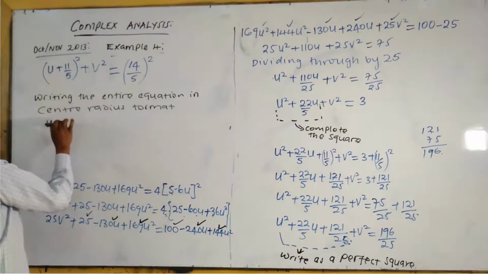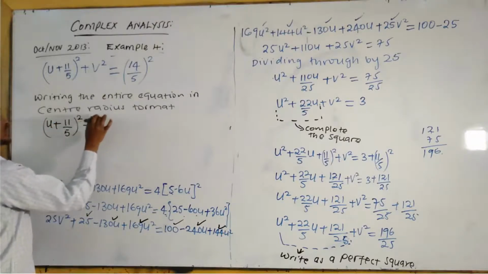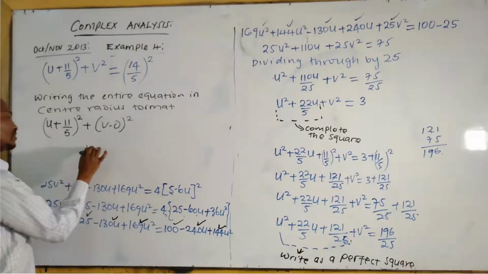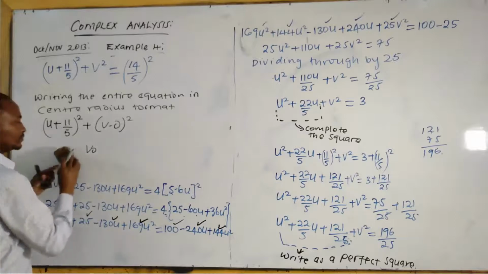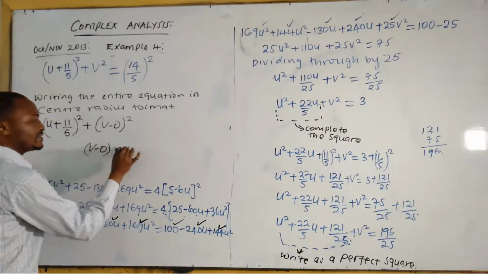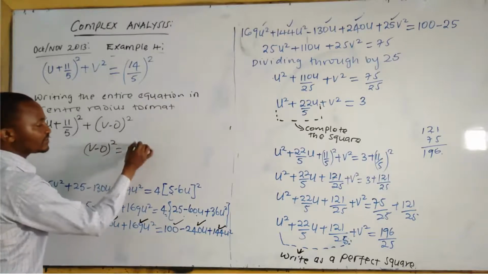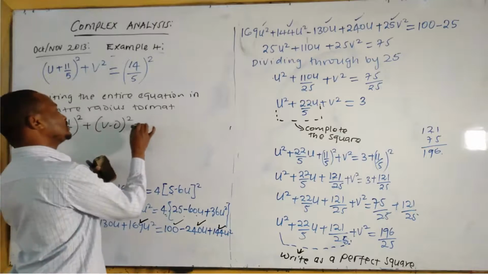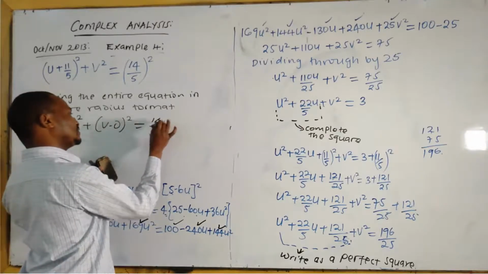(u plus 11 over 5) squared plus (v minus 0) squared, because we know v minus 0 is the same as v. So if you square this, it means you are squaring this. Is equal to (14 over 5) squared.